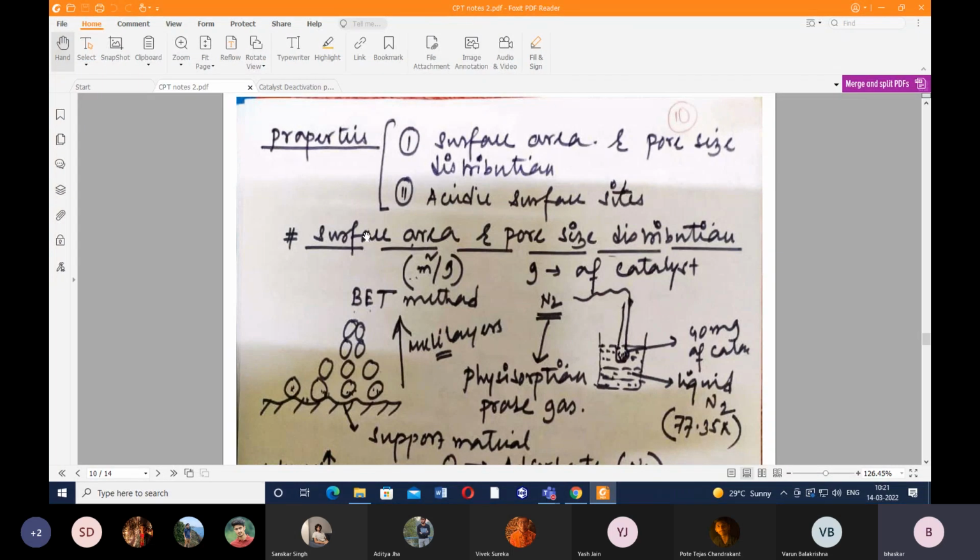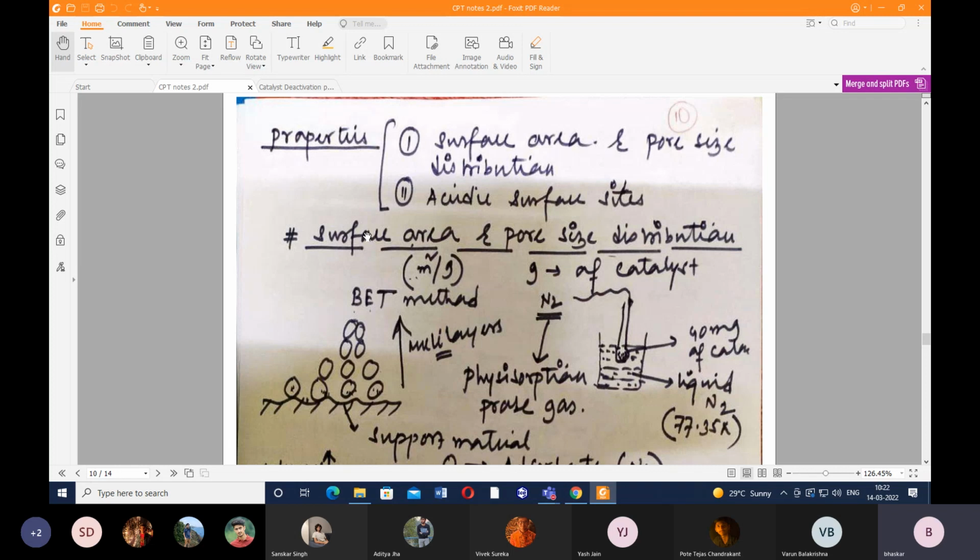In such a case, a non-carbonaceous support material like alumina. There are two different forms of alumina available in the market. One is alpha alumina, another one is gamma alumina. One has a surface area of around 50 meters square per gram, the other one has a surface area of around 200 meters square per gram. Silica also has a similar type of surface area, close to 200 meters square per gram.